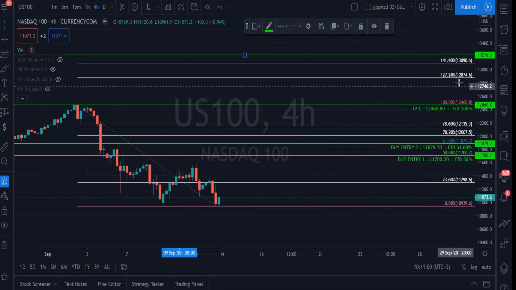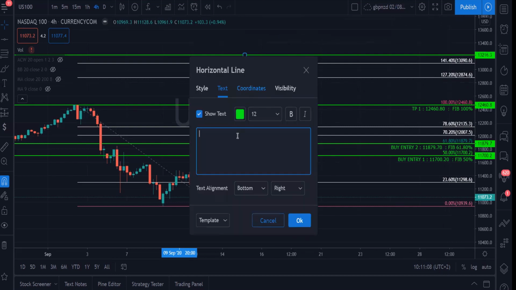Right, so the next one is going to be 127.20%, which is 12,874.60. So I go into edit this. I type in TP2. And then we go into the price of 12,874.60. And then I just put in there how I came to that figure. So I'm saying I came to that figure using Fib 127.20.